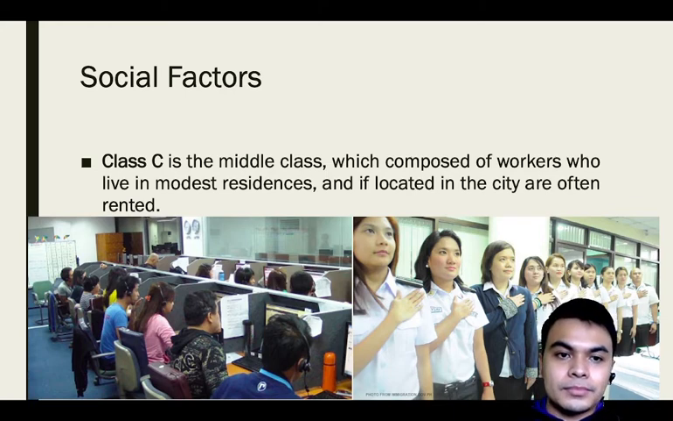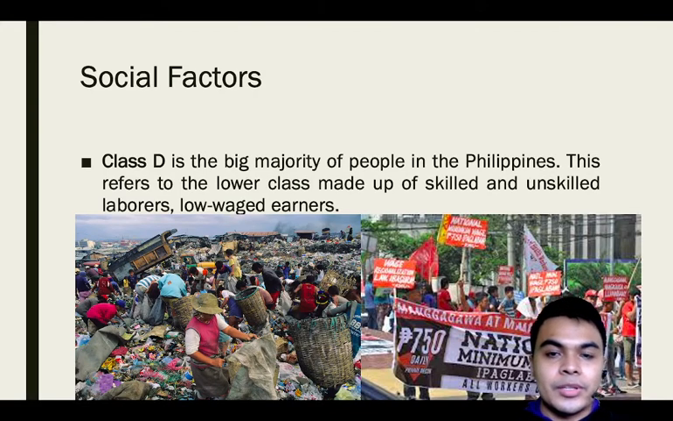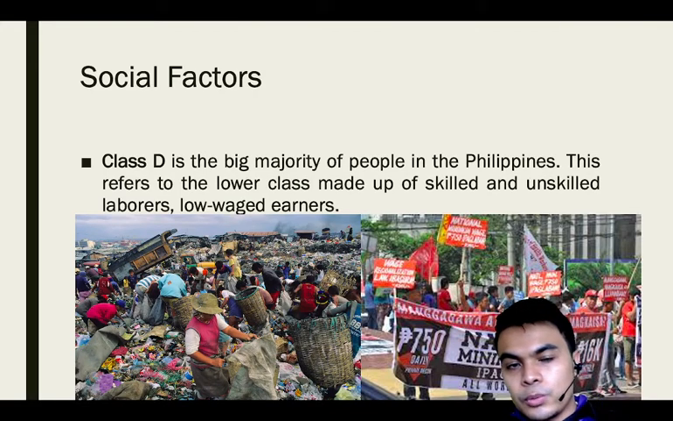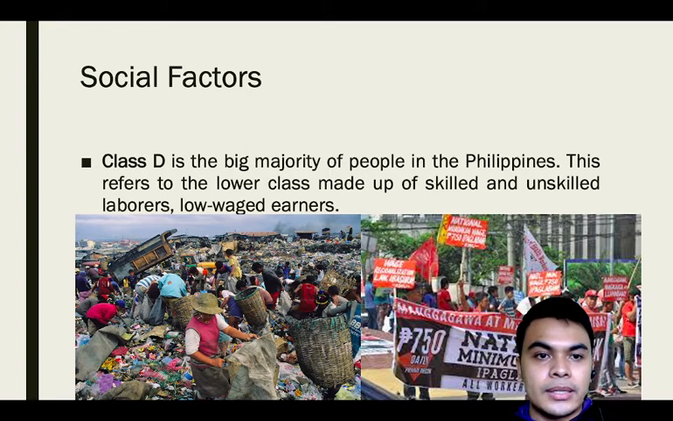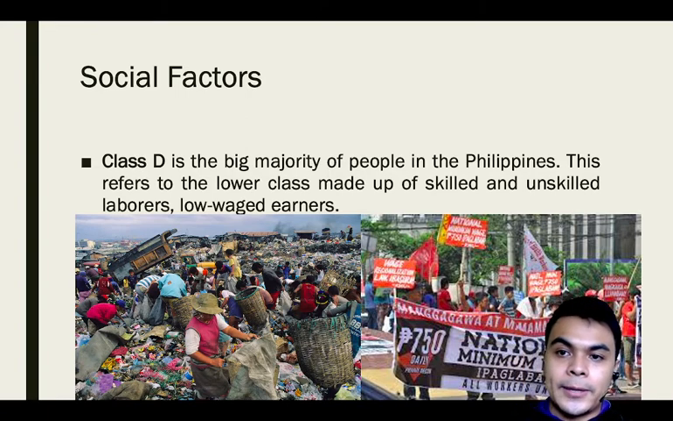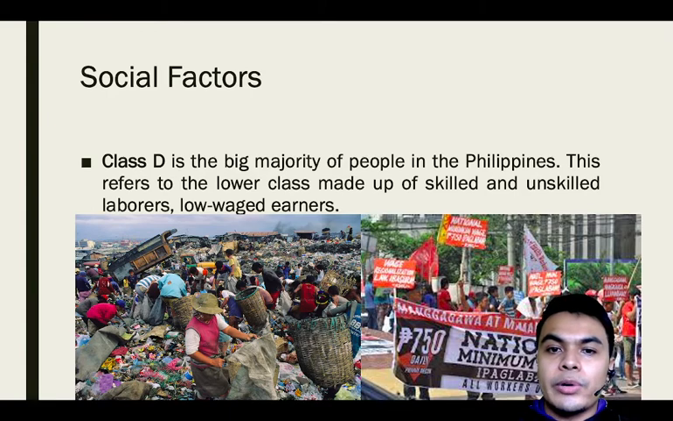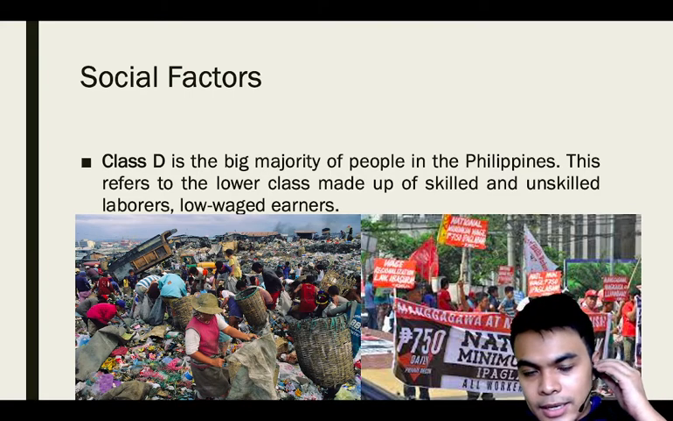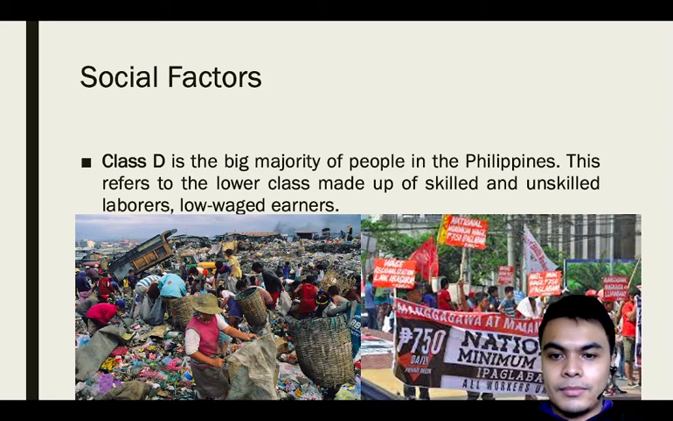Ayan. And of course, we have the Class D, the big majority of the people in the Philippines, which is a sad note, pero I guess it is still true until today, especially when the pandemic hit, medyo dumami ang pumunta sa Class D. This refers to the lower class made up of skilled and unskilled laborers or low-wage earners. Or sometimes, these are the unemployed. Ayan. So, if we try to see, very limited ang kanilang income. So, ano ba ang ginagawa nila?